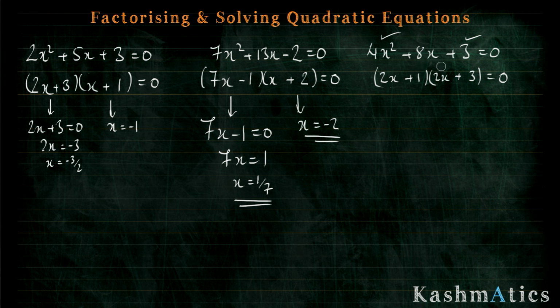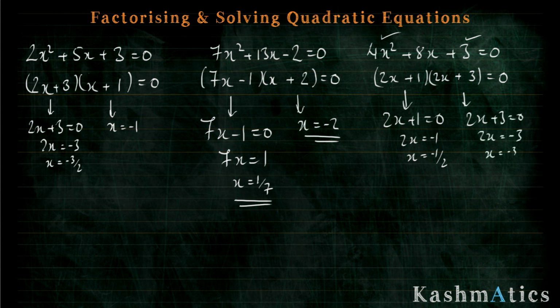Right, let's just get rid of this. And from here I can say 2x plus 1 equals 0. So 2x equals minus 1, x equals minus a half. And lastly, 2x plus 3 equals 0, 2x equals minus 3, so x equals minus 3 over 2. Okay, so that's those 3 quadratics factorized and solved.